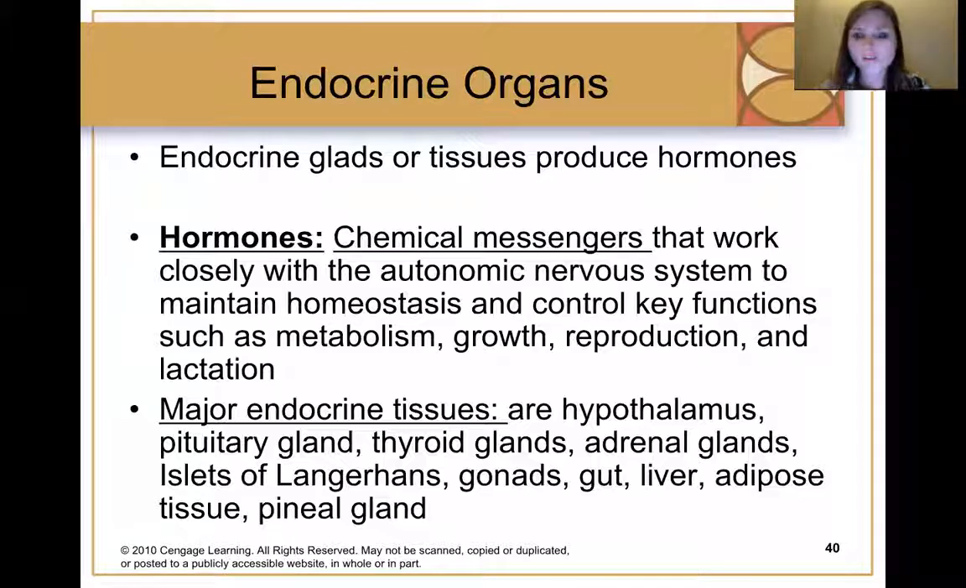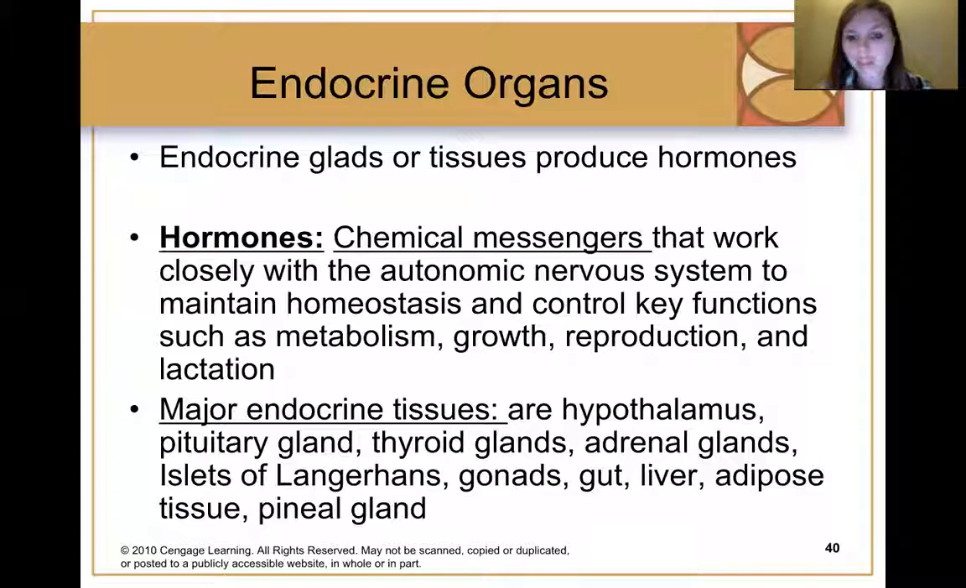So where are hormones produced? Where are these endocrine tissues in the body that produce these hormones? There are a lot of different endocrine tissues in the body. So you have the hypothalamus and the pituitary gland, which are going to be in the brain. You have your thyroid glands, adrenal glands, islets of Langerhans, and those are in the pancreas. So the pancreas is a big endocrine organ. Gonads, the gut, liver, adipose tissue, and the pineal gland, which is also in the brain.